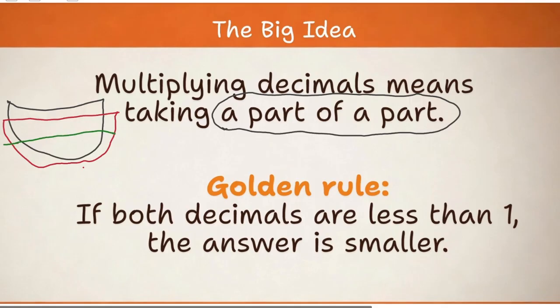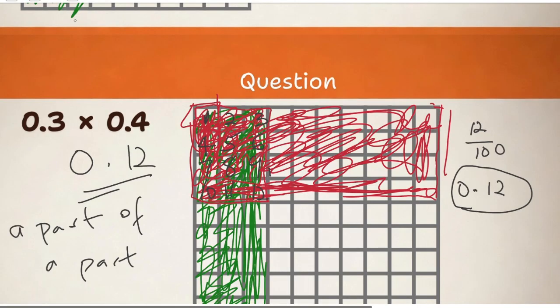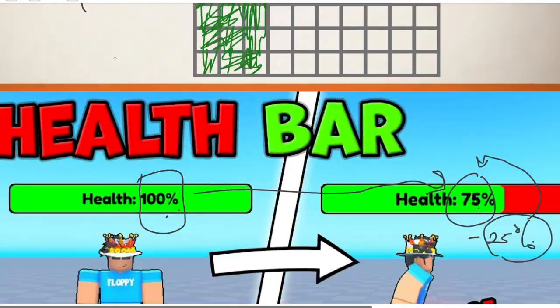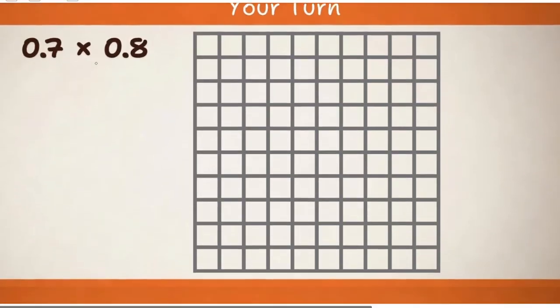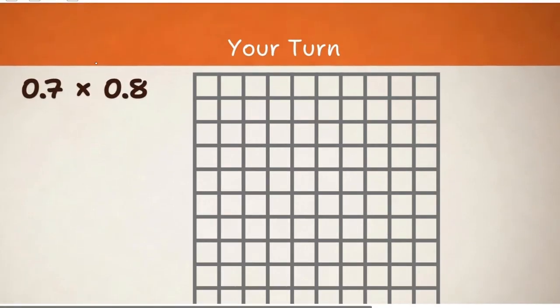And if both decimals are less than 1, that is, if they are 0 and something tenths or 0 and something hundredths, the answer is always smaller. Just like we have here, when we multiply 0.3 by 0.4, we get 0.12, or 12 hundredths. When you look at this shape, you see that the parts we multiplied are bigger than the answer we got. The answer is always smaller when you are multiplying by decimals that are less than 1.